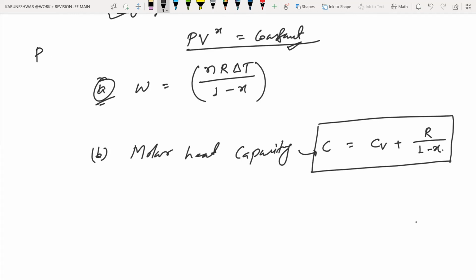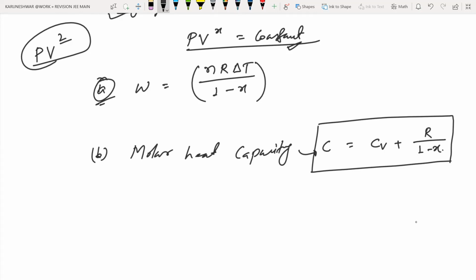Sometimes you'll get PV to the power 2, or maybe 5 or something, anything which is not in the form of gamma. By that time, you need to understand this is not an adiabatic process, this is a polytropic process, and on that basis you can get the work done and the molar heat capacity. Normally, this is what is asked.